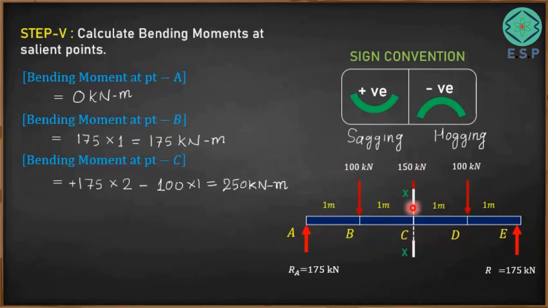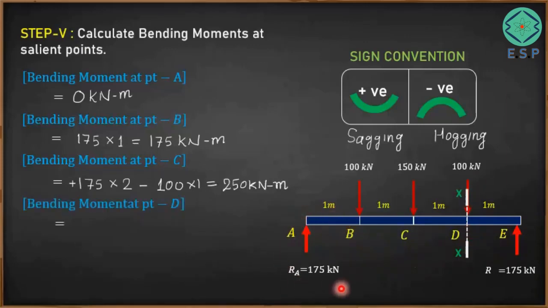So now we would like to find bending moment at point D. To find bending moment at point D, the plane XX is taken at point D. We will calculate the bending moment caused by this force at point D, then this force, that is 100 kilonewton at point D, and then 150 kilonewton at point D. So like that we can find the total bending moment at point D.